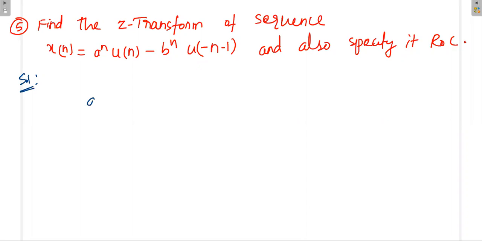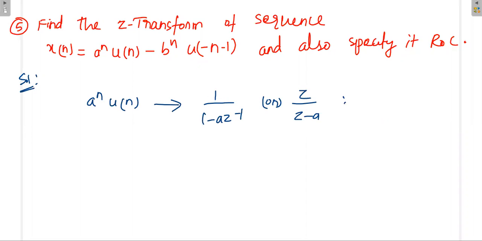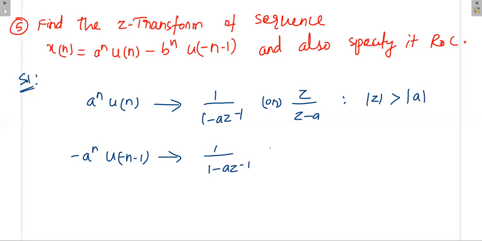In the last class, we have seen that whenever the signal is given like a power n u of n, we can write it as either 1 by 1 minus a z inverse or z by z minus a, where the ROC is mod z greater than mod a. Otherwise, if the signal is given like minus a power n u of minus n minus 1, the Z transform is the same, but there will be a change in the ROC: z by z minus a, but mod z is less than mod a. The same concept will be applied here.